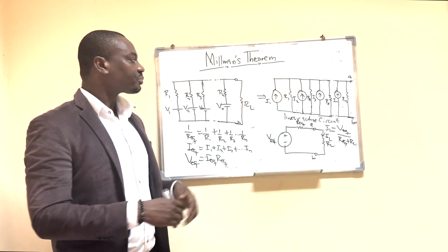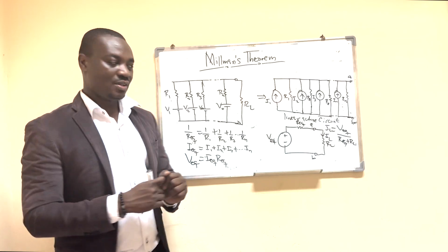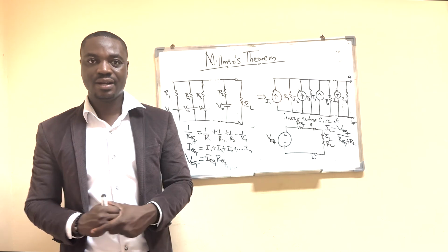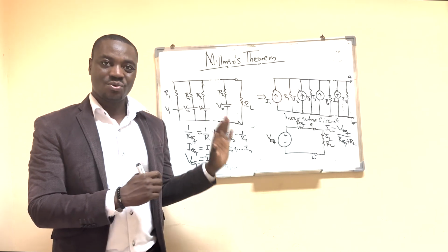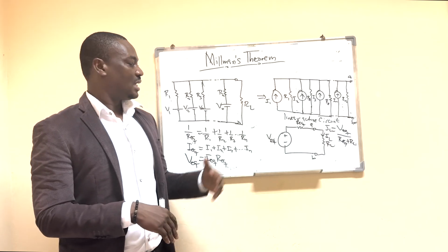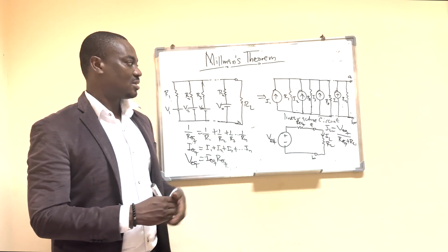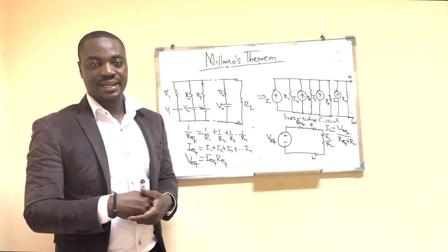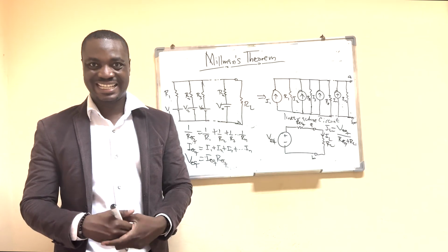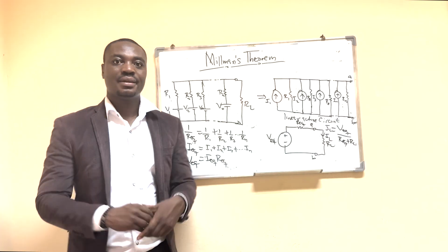So this is how you use Millman's theorem, and you can only use it for a specific kind of circuit diagram. So before you use this, you make sure that you look at the circuit diagram. If it resembles something of this nature, then you can use this theorem to find the current passing through the load resistor in the circuit diagram.